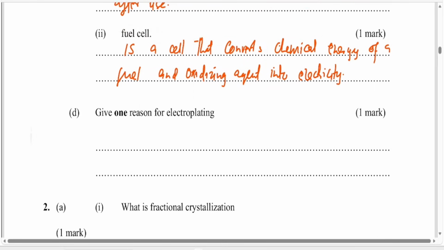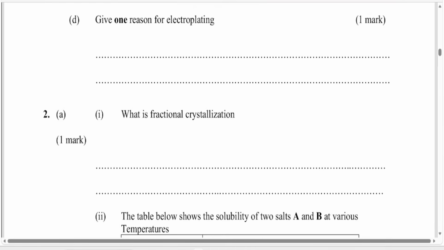Next question. Give one reason for electroplating. Electroplating is the process of coating one metal with another by use of electricity. And why do we have to do coating? Most of the times we do coating for metals that corrode too fast. And again, as a way of beautifying these particular products.